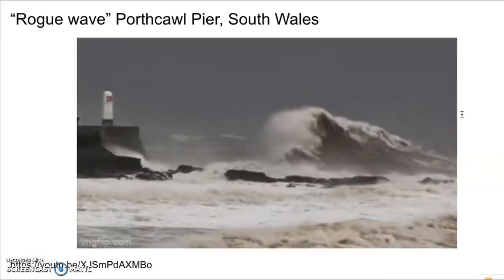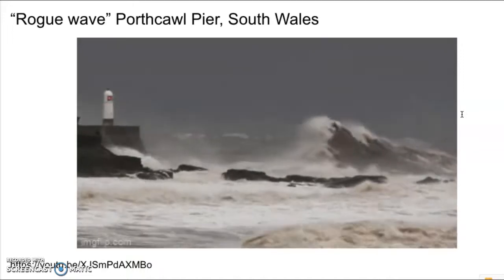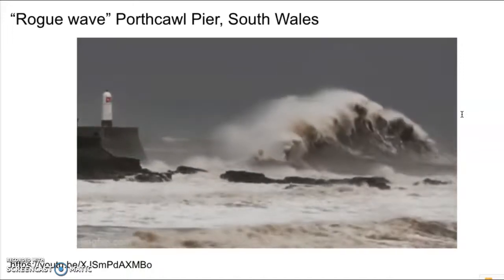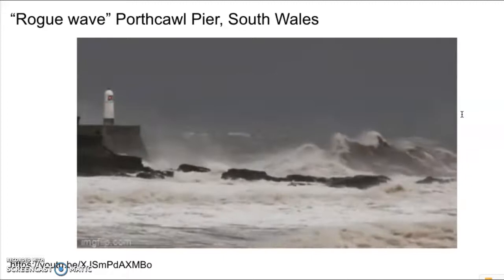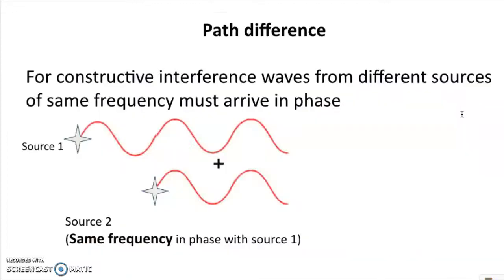This is a recording from Porthcawl in South Wales, and you can see the two waves meeting up. The reason they have met up is that one has reflected off the shore and met the oncoming wave. So they've travelled different distances in that case. And it's this path difference, as it's called, which causes most interference.